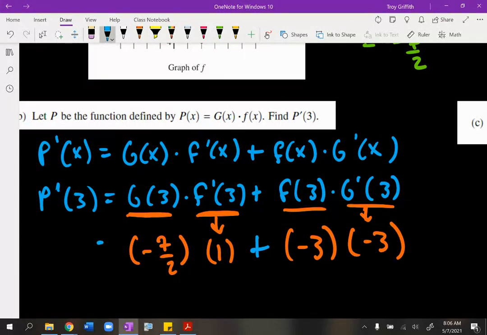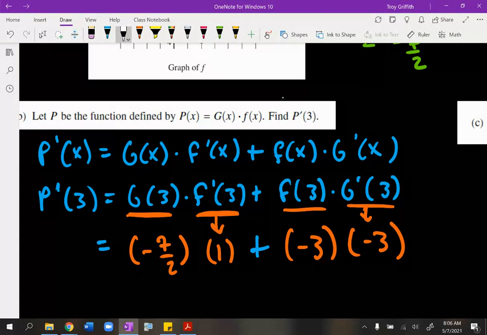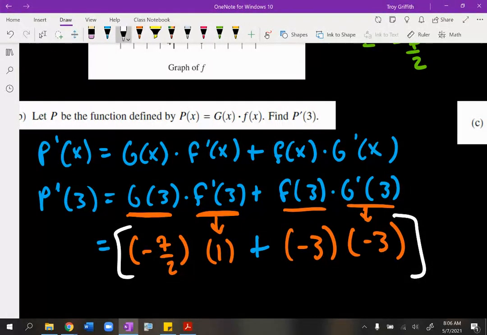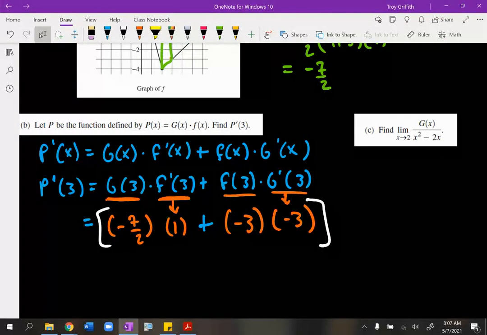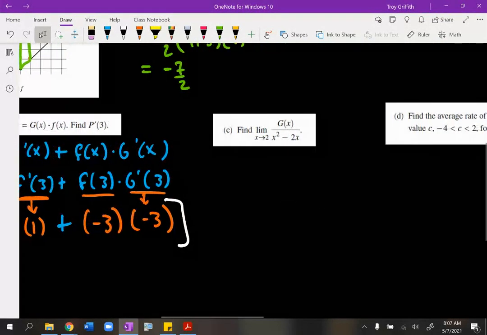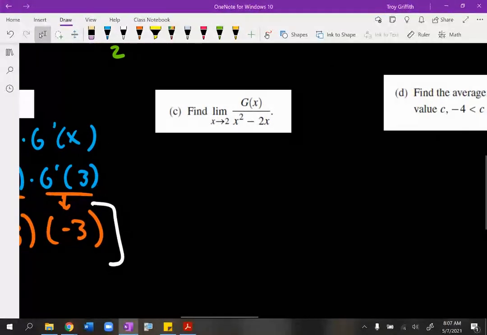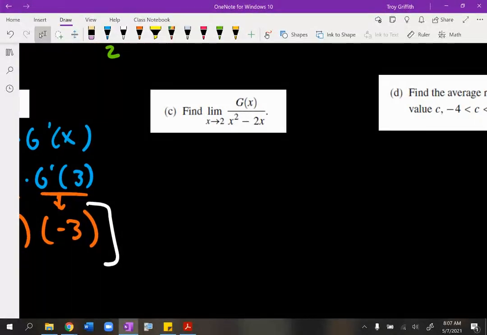And there's no need by AP guidelines for us to evaluate this any further. I've plugged in all the values, so I'm just going to go ahead and put brackets around that. And there is my final answer for that problem. Okay. All right. So there's letter B, not too bad, just a derivative function. We had to use the product rule to find a derivative. And then plug in some values. All right, on to letter C.